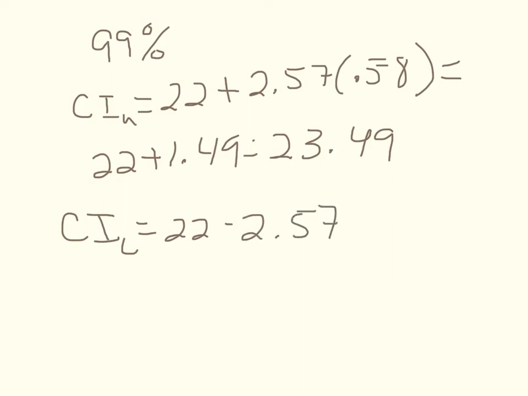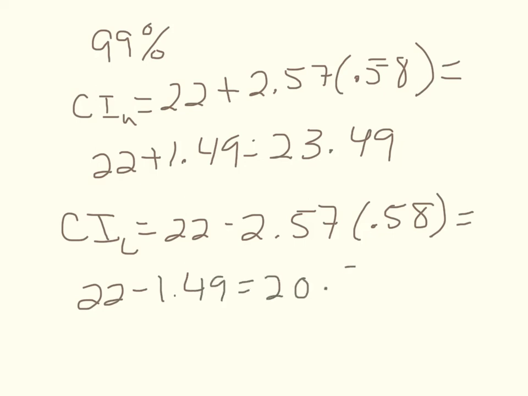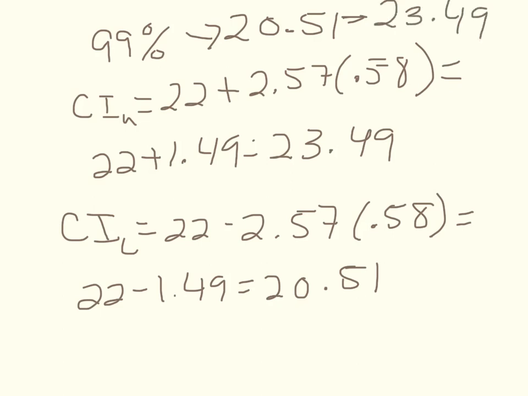And remember, I got that z because of what we know about the normal curve. And so it's just something that I know. And we're going to multiply that by the standard error of the mean, 0.58, which was given. And so we're going to have 22 minus 1.49, which equals 20.51. So our interval is 20.51 to 23.49. And so that is our interval.